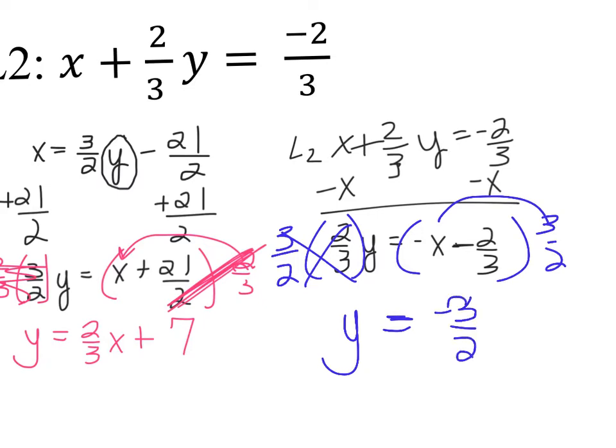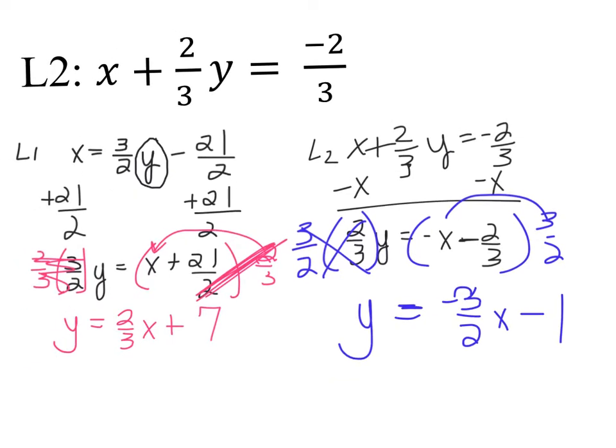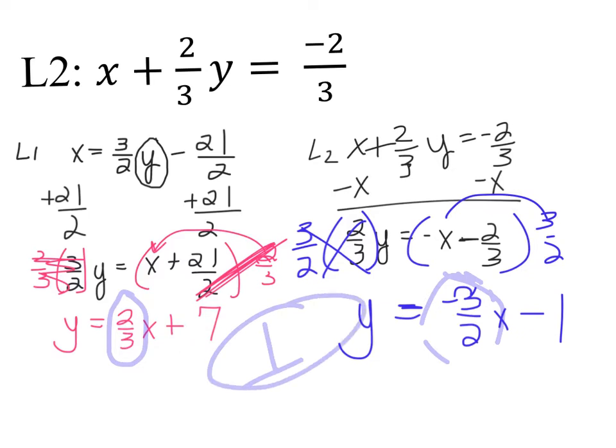Negative 3 over 2x minus 1. Again, though, if it was some gnarly looking number, do you really need to freak out? No, because what's the only thing that matters? Your slope. My slope in my first problem happened to be 2/3. My slope in the second line happened to be negative 3 over 2. Are those the same number? No. Are they opposite reciprocals of each other? So what did you just prove to me? There you go. Questions? Everybody's okay? All right.